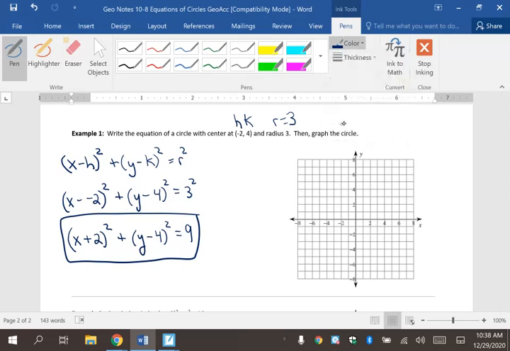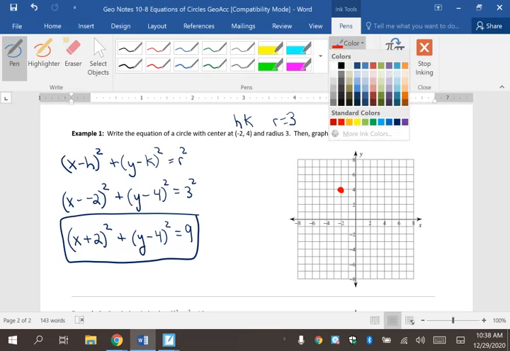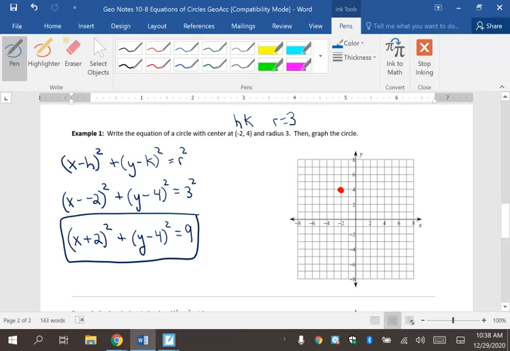So to graph the circle, let's start with the center point, (-2, 4). Now, a center point is not a part of the circle. It just helps us understand where the circle is. So I'll use red for that center point, and then I'll just use blue for the rest of the circle.